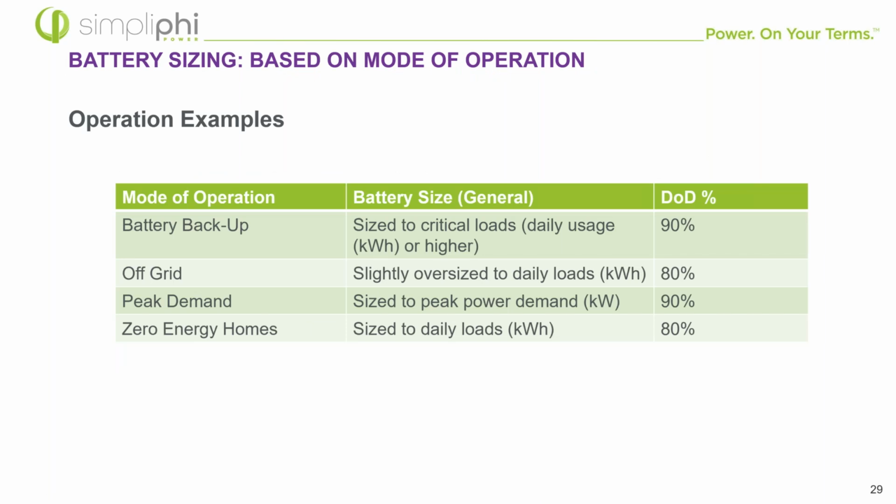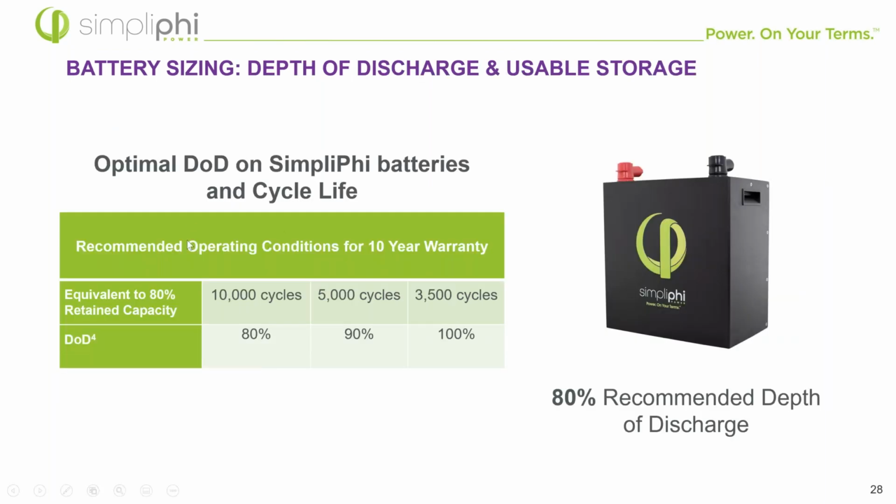Off-grid is the other side of the coin. You wouldn't want to use 100% depth of discharge on an off-grid system. We want to maximize. We want to get these 10,000 cycles within that 10-year period. We don't want to hit those cycles before that 10-year period. We want to really maximize that warranty.